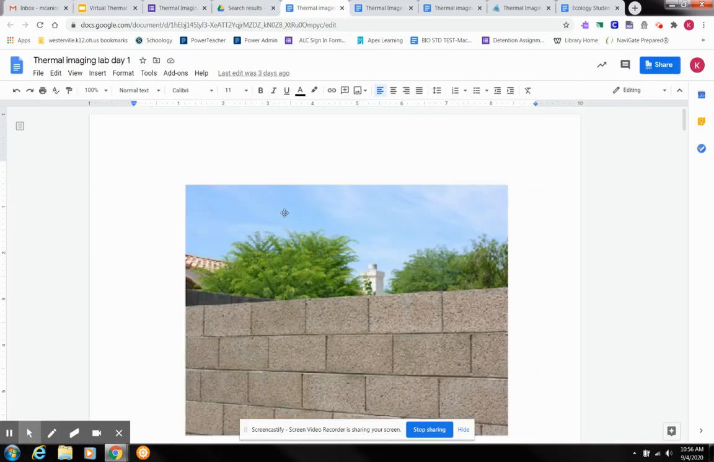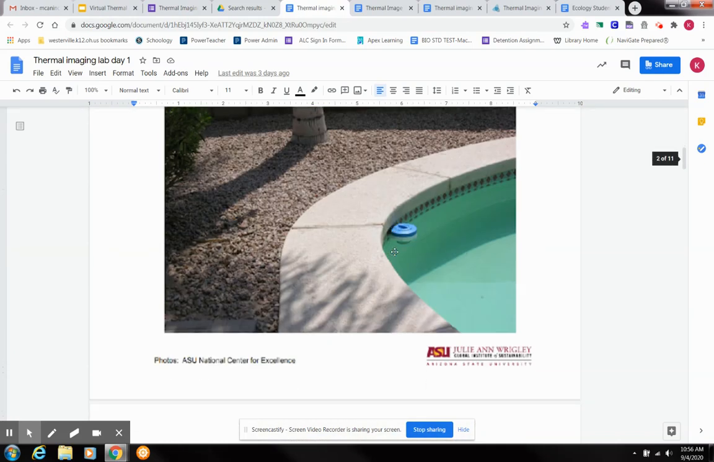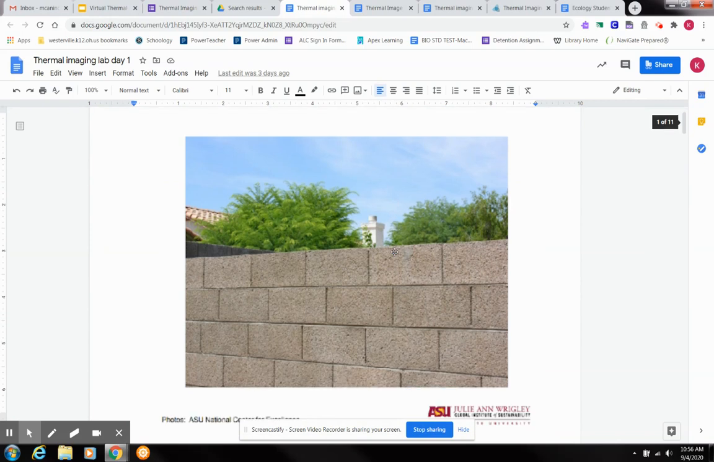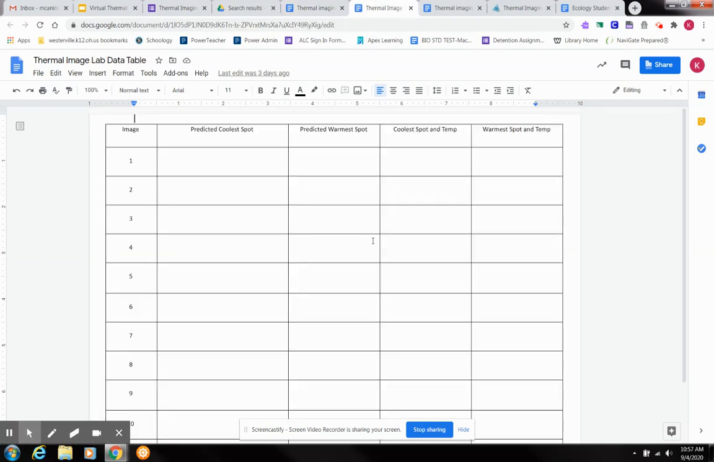So here, thermal imaging lab day 1, you see a few images of just random places and things. What you need to do is look at this image. So this, for instance, is image 1. And you're going to predict, where do you think the warmest spot is on this image? And where do you think the coldest spot is on this image? So for instance, if you think the warmest spot is on one of these bricks, you're going to go to your data table, image 1. What is your predicted coolest spot and your predicted warmest spot?